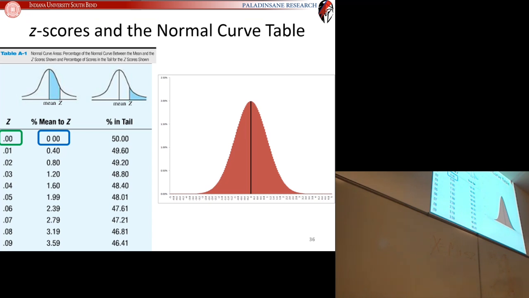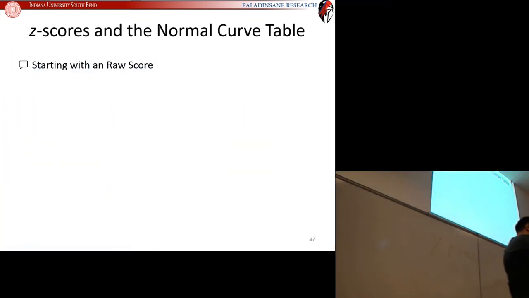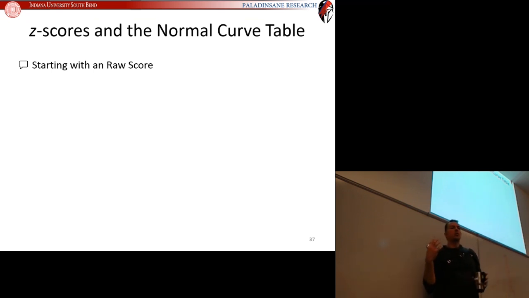All right, so let's keep going with z-scores and the normal curve table. And right now we're going to take a look at the two major types of problems that you can use the unit normal distribution table, the normal curve table, to calculate things. So there's the two major types of problems. You can start with a raw score and end up with a percentage, or you can start with a percentage and end up with a raw score.